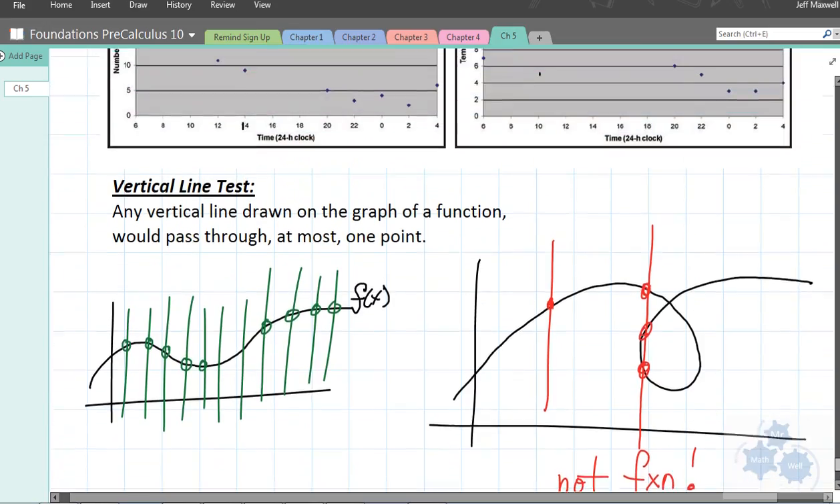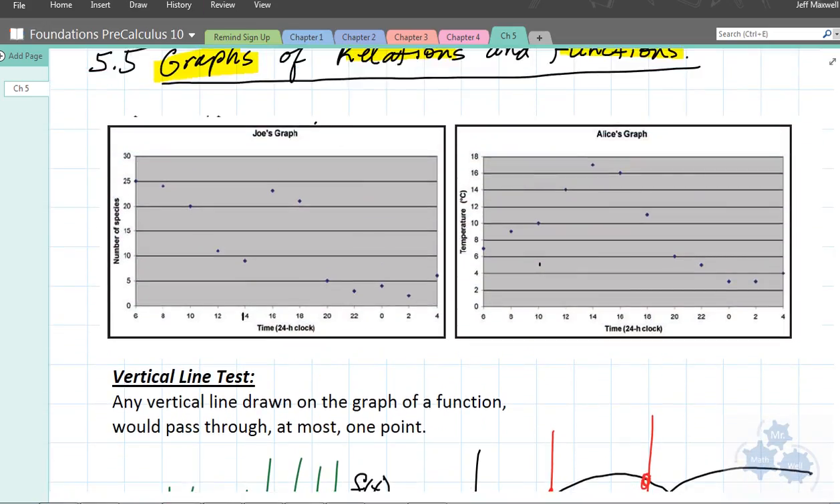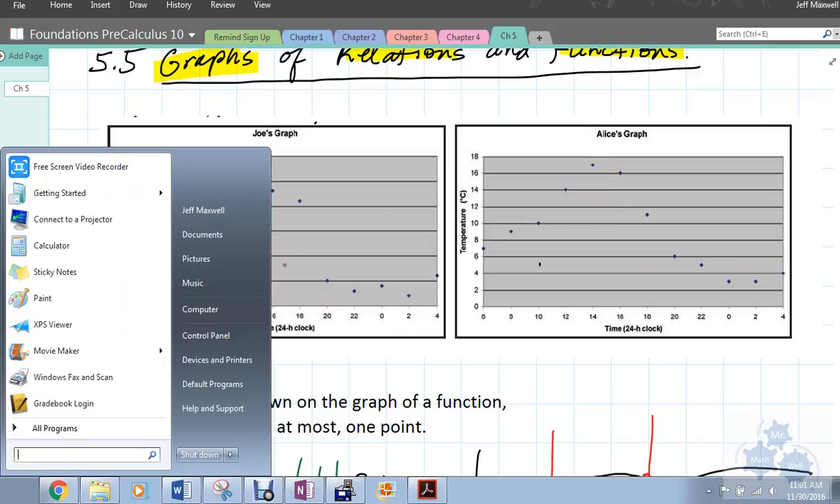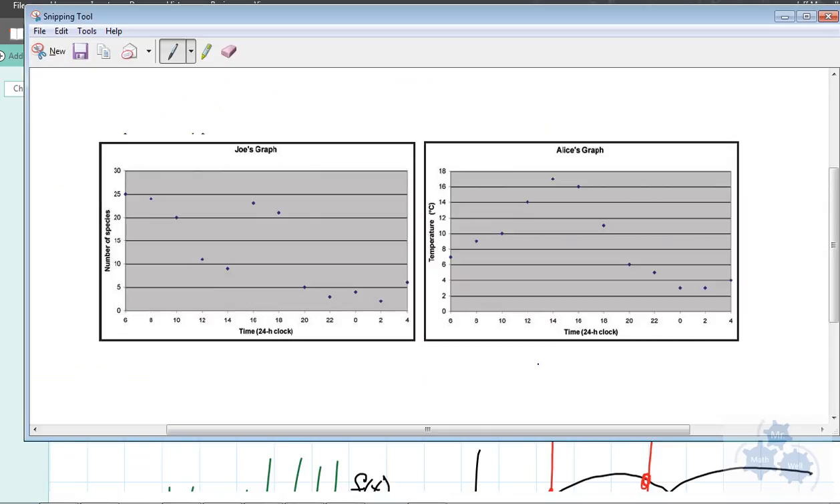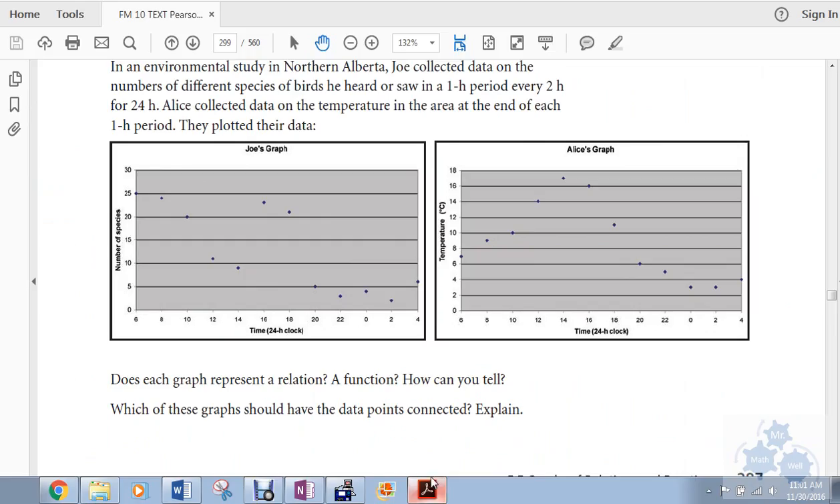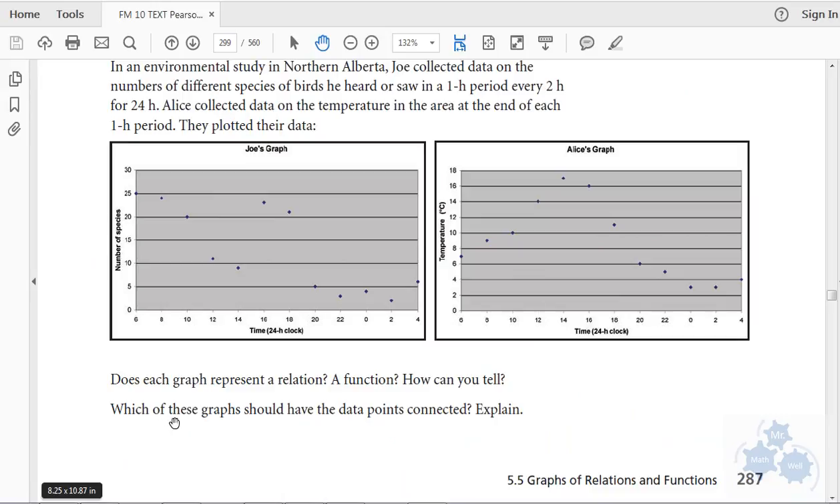Now, there was a question I was going to ask you about these graphs that I neglected to, but one of the questions in the text, let me see if I can just go back there real quick. Where is it? Okay, so right here. Which of these graphs should have the data points connected? Explain. One of them should. Do you have an answer for that?